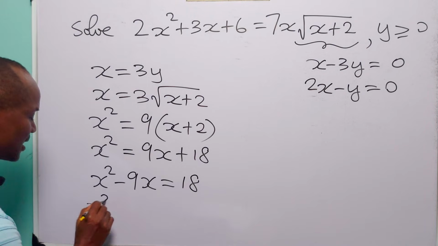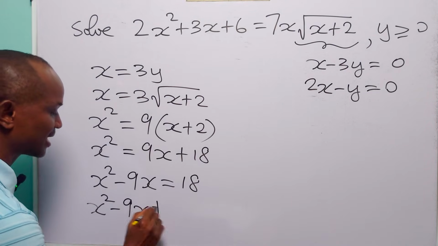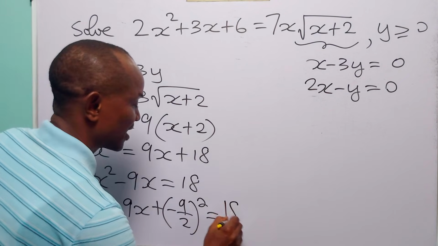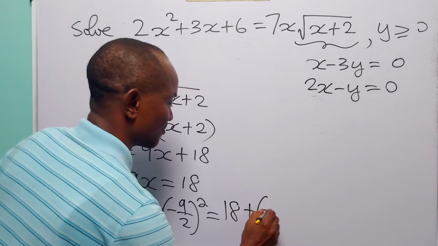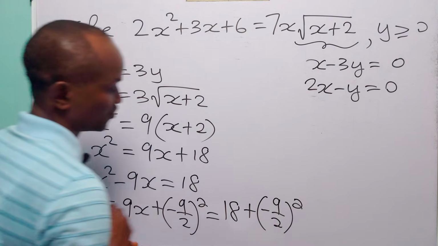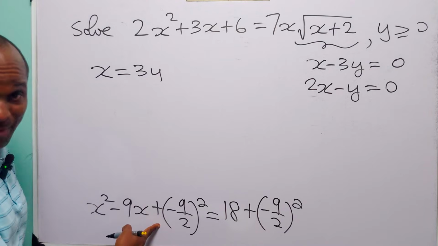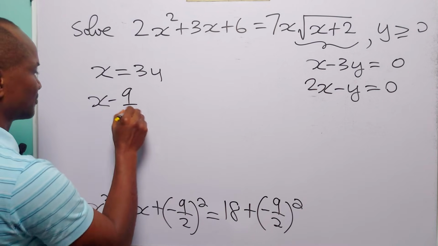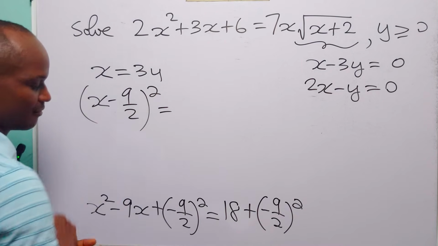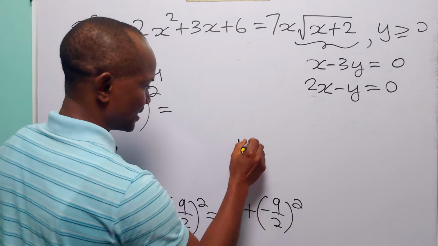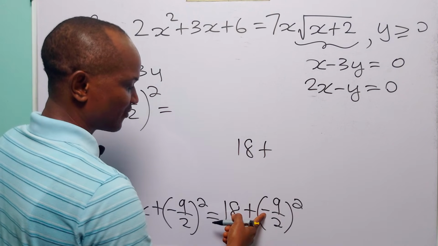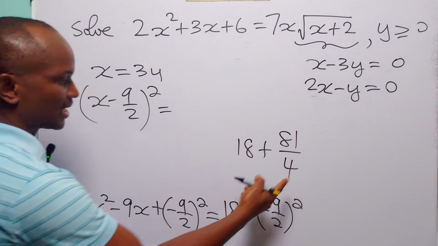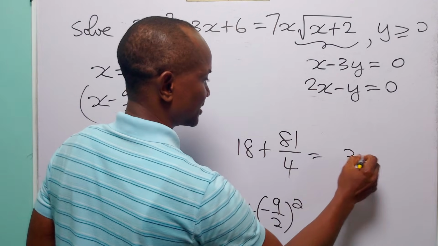When we do that, we have x squared minus 9x plus (minus 9 over 2) squared. And of course, on the right-hand side, we also add (minus 9 over 2) squared. Now, of course, you know that this is a perfect square. So we take 1x and we take 1 minus 9 over 2 and we square both of these. Now here we have 18 plus (minus 9 over 2) squared, which is 81 over 4. Now 4 times 8 is 32.